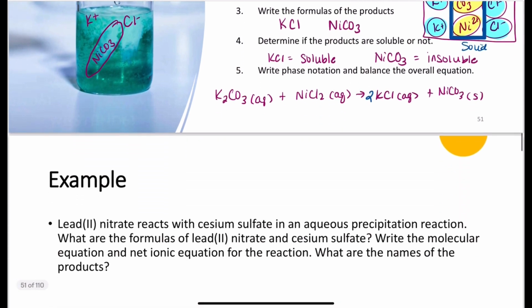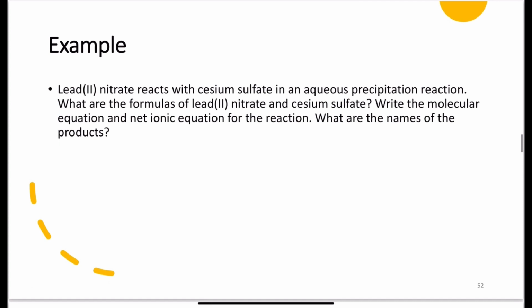Let's look at our next example. Lead 2 nitrate. So let's think about what that means. Lead 2 nitrate, Pb2 plus, nitrate is NO3 minus. So I've got Pb(NO3)2 reacts with cesium sulfate, cesium, Cs plus, sulfate, SO4 2 minus. So I've got Cs2SO4, in an aqueous precipitation reaction. What are the formulas of lead nitrate and cesium sulfate? Well, conveniently, we just answered that.